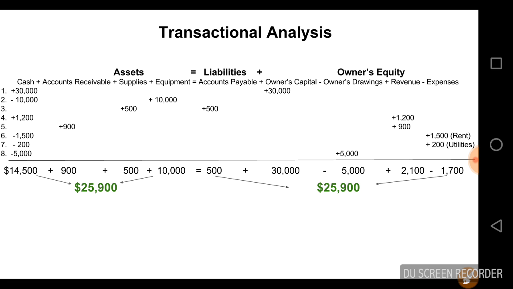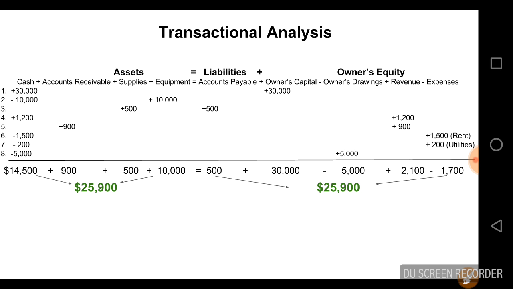Alright, so what happens here, your cash per books is going to increase by $30,000 because now the business has $30,000 cash. And also, the owner's capital increases by $30,000. So after this first transaction, the owner now has $30,000 in equity in the business.